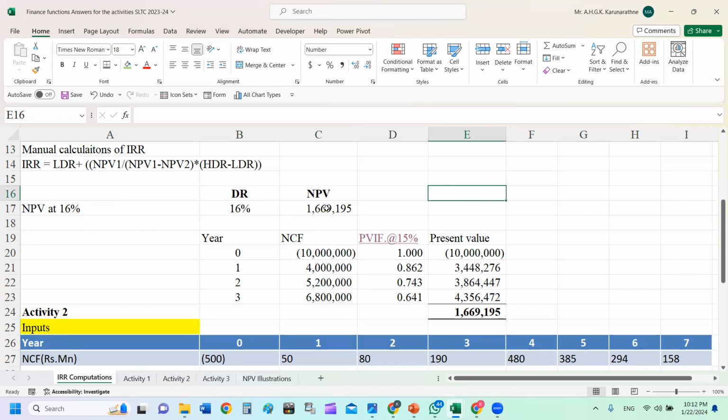Now, I told you, ideally, if with the first discount rate, which you arbitrarily use, 16%, the NPV is positive, then ideally you better use another discount rate at which NPV becomes negative. Then your IRR is more accurate. So now you want to increase your discount rate. Why? You want to get a negative NPV. If you want a negative NPV, you need to apply a higher discount rate, then the present value becomes low.